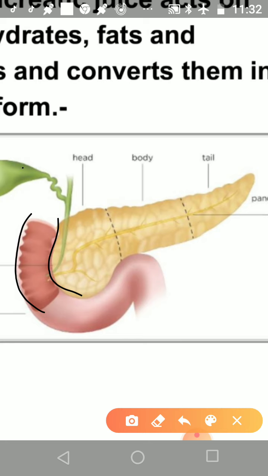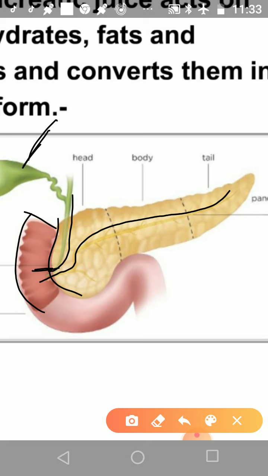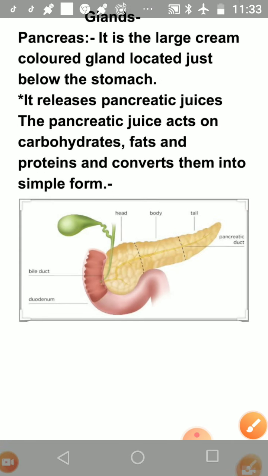Again you can see this is the bile duct, or we can say the gallbladder, and this is the bile duct, and then they pour their secretion again into the duodenum, and this pancreatic duct also pours its secretion into the duodenum part. What happens in the duodenum, we will talk about when we talk about the small intestine. Okay, so that is about our pancreatic juices.